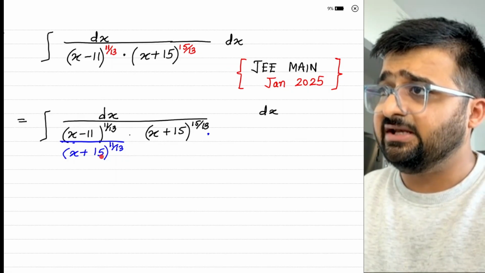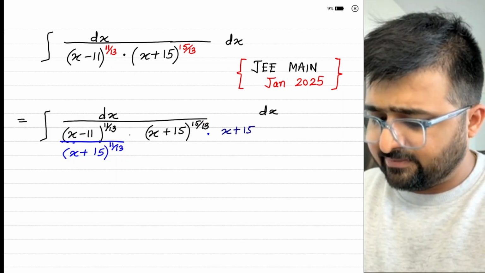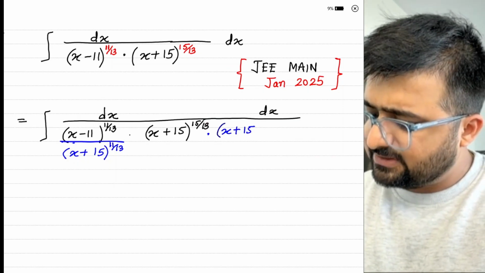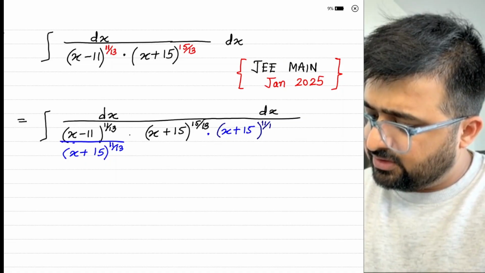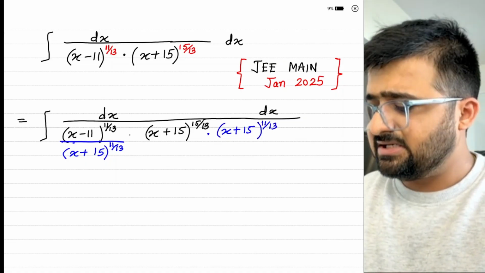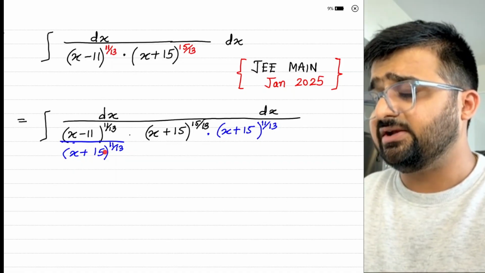So (x plus 15) to the power 11 by 13. Remember, we are doing everything in the denominator. So essentially what we do is we multiply and divide by (x plus 15) to the power 11 by 13. We do that in the denominator.